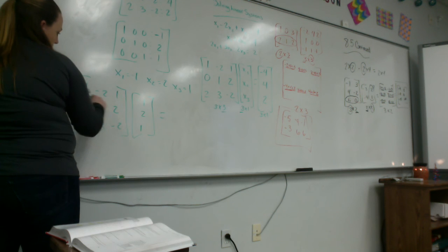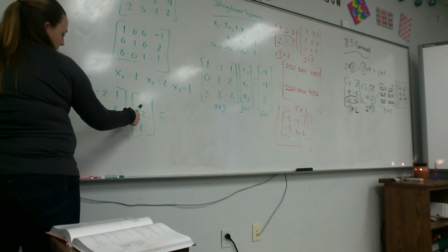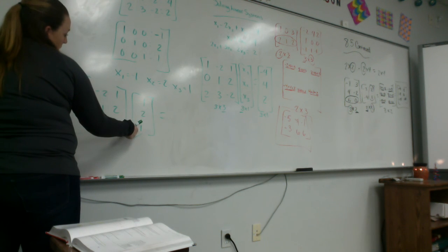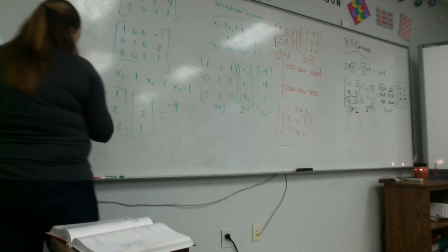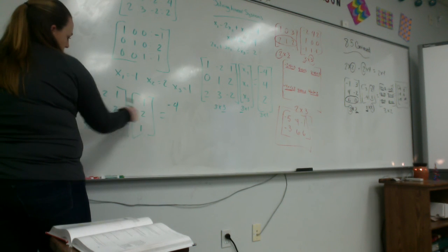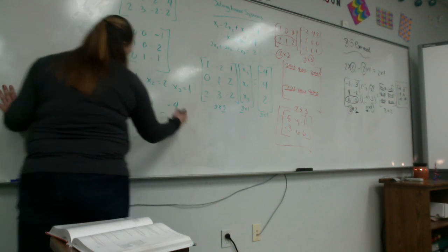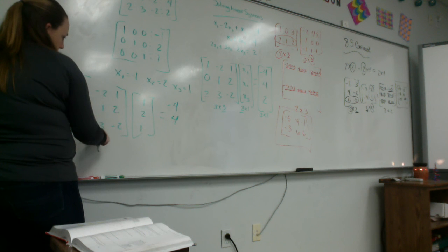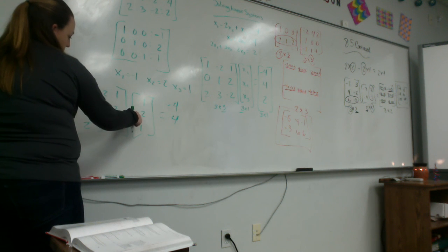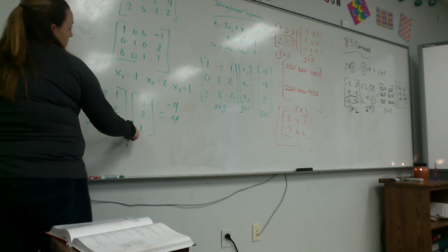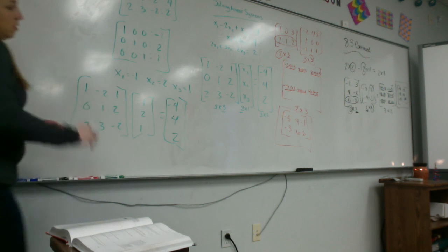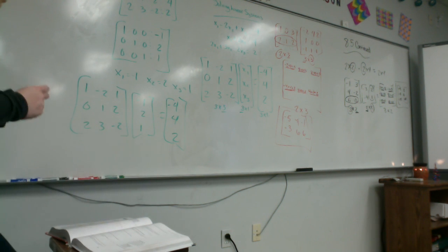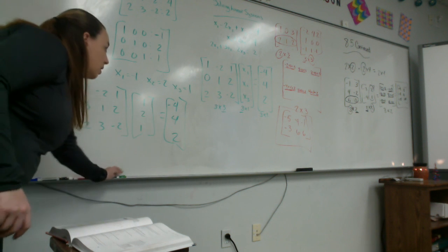This times this gives me -1, -4, and 1, which gives me -4. This gives me 0, 2, 2, which gives me 4. This gives me -2 and 6, which is 4, and then -2, which is 2. So we're working on multiplying and solving.